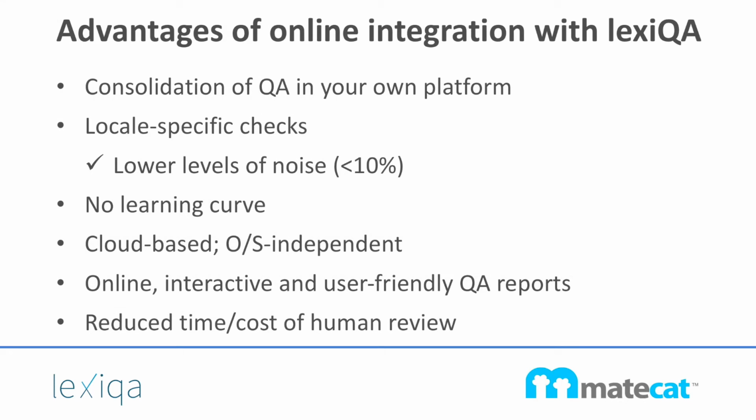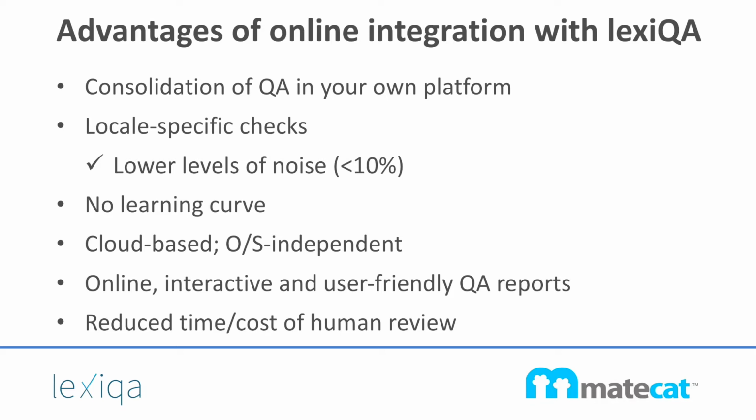Now, the things that we do differently compared to other QA tools are more specifically the locale-specific checks that we have developed. So for every target locale that we support, we have checks that follow the rules for conversions and other grammatical issues that might apply to that particular locale, which means that that brings down the number of false positives by a very significant margin. So for the locales we support at the moment, we have a rate of lower than 10%.